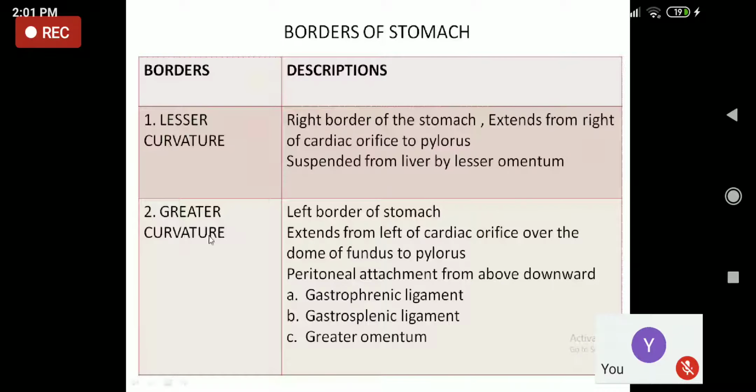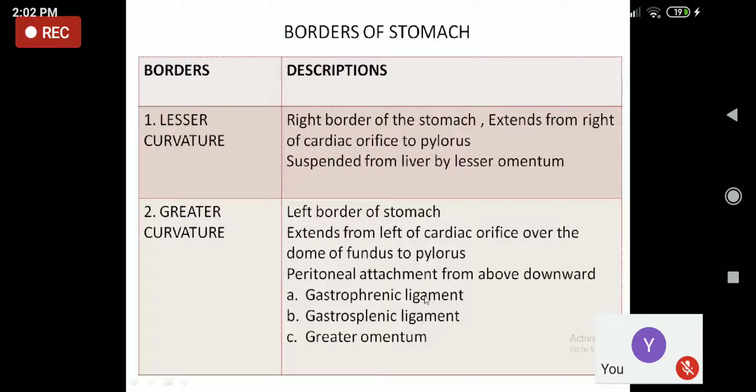While the greater curvature, which can be considered the left border of the stomach, extends from the left end of the cardiac orifice. It passes through the highest point of the stomach, that is the fundus of the stomach, and finally ends at the pyloric end. Then three structures get attached to this greater curvature, which are the ligaments.